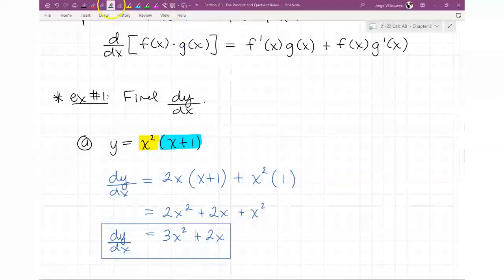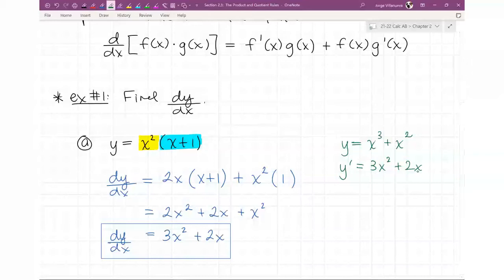Now, just to show you an alternative, if I would have just distributed, this would have been x cubed plus x squared, correct? And what's the derivative of x cubed? 3x squared. What's the derivative of x squared? And notice I got the same answer in way less steps.